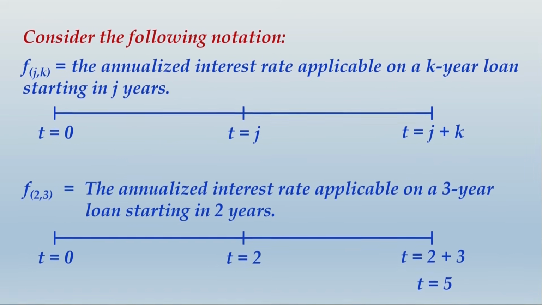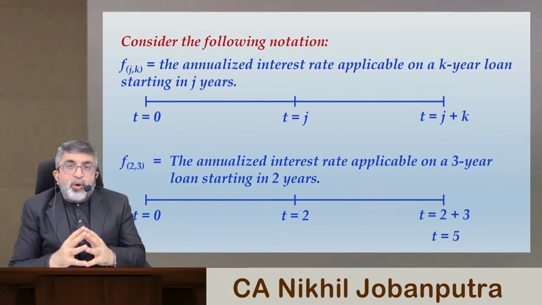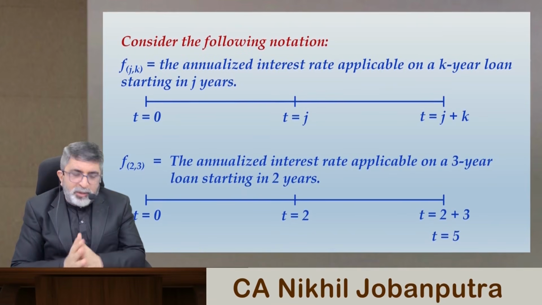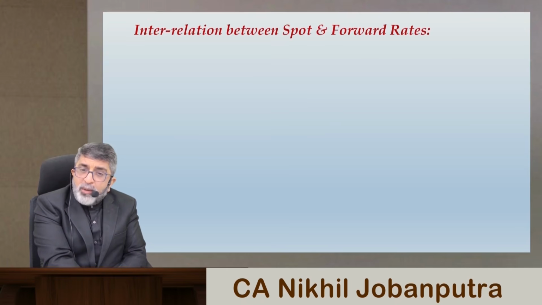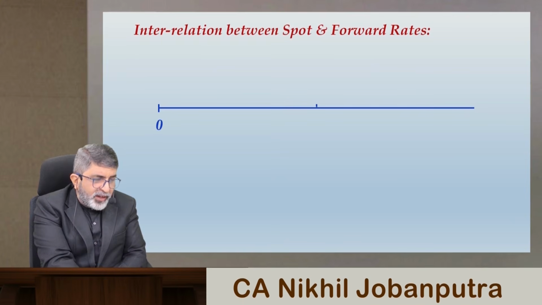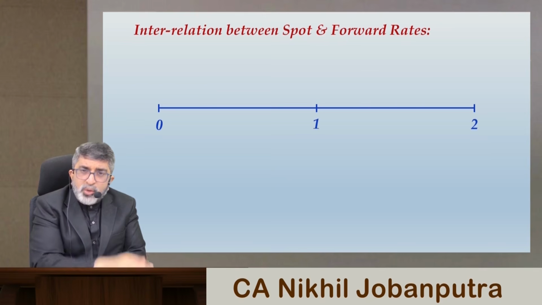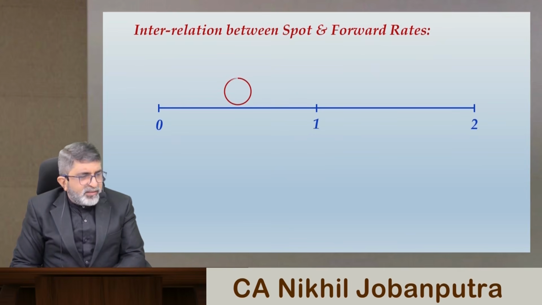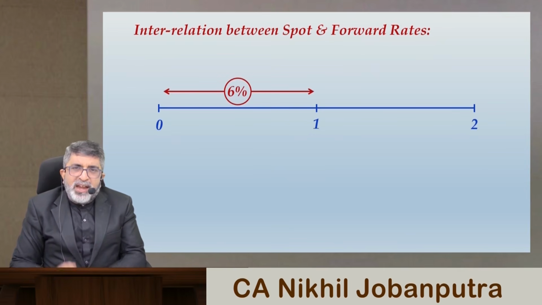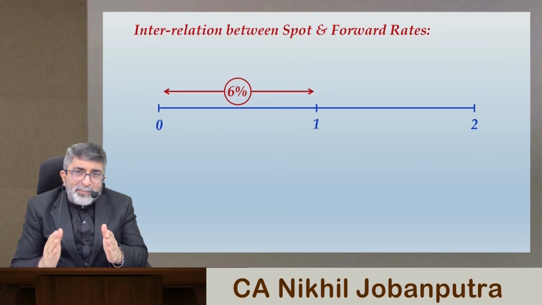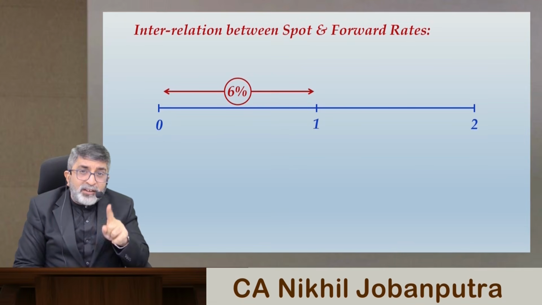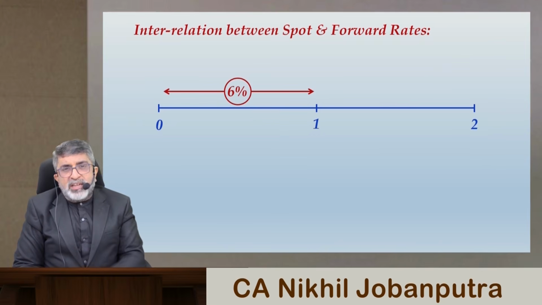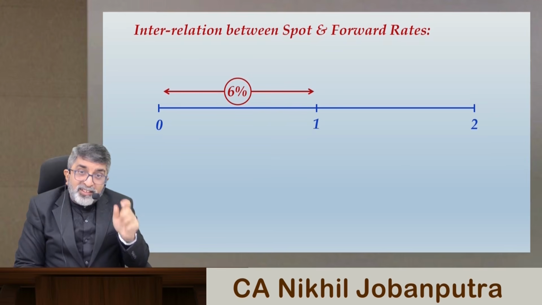Alright friends, once you have completed writing this, let me now get started with an example. I want you to focus on this timeline again, where we are talking about the interrelationship between spot rates and forward rates. To make things simple, I have drawn the timeline just for 2 years: 0, 1 and 2. Now this is a rate given as 6%, and can you notice through the timeline what is the applicable period over here? It starts from 0 year and it terminates in 1 year. It means it is a 1 year loan starting now.